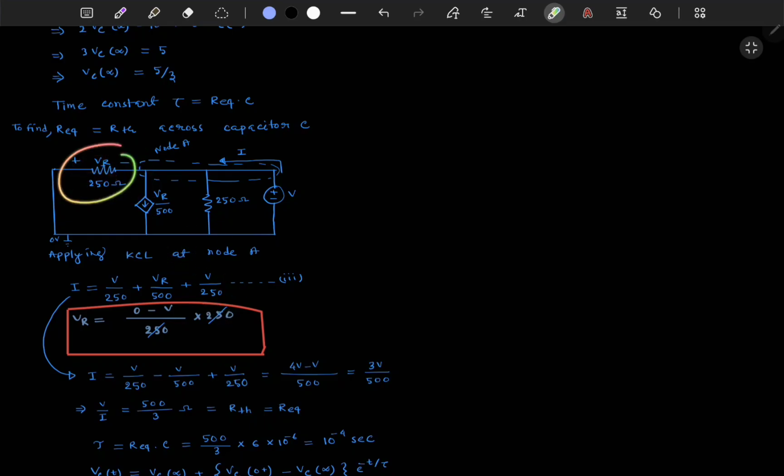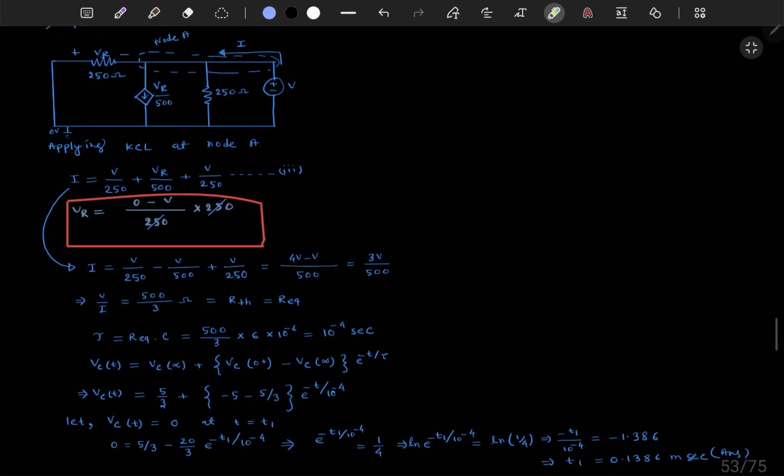Now putting this here, I will be all of this term, because we need to bring everything in the format of V and I, so that at the end we can do V by I to find this resistance. So the equivalent resistance is this one, this is also RTH. So tau equals R equivalent into C.